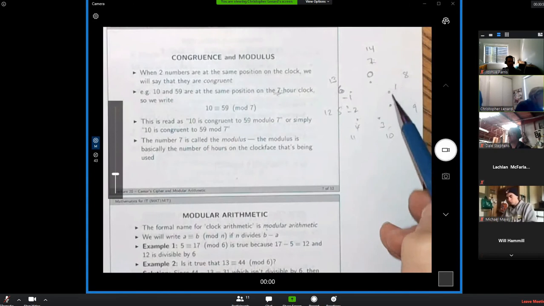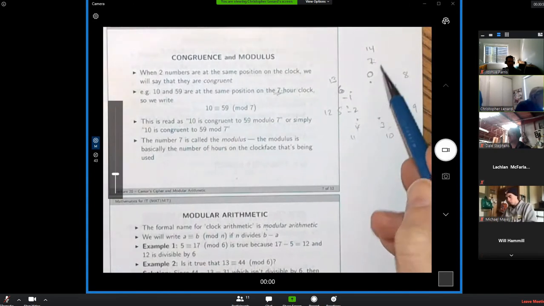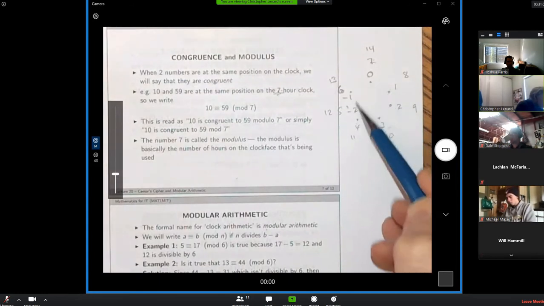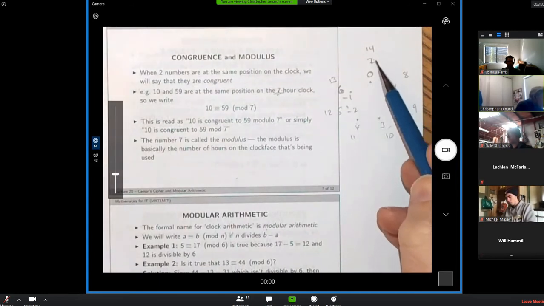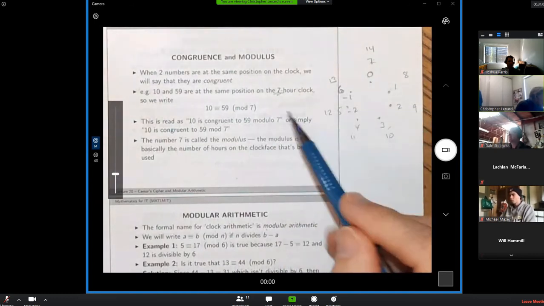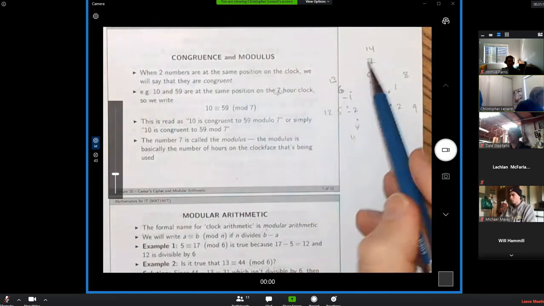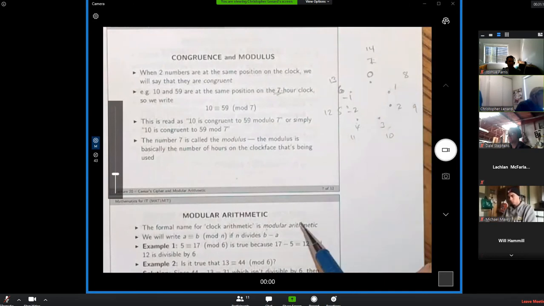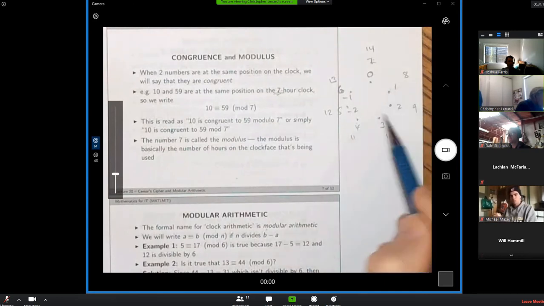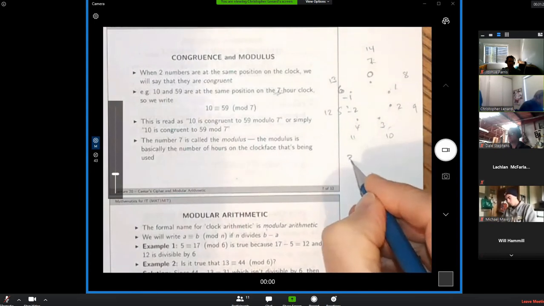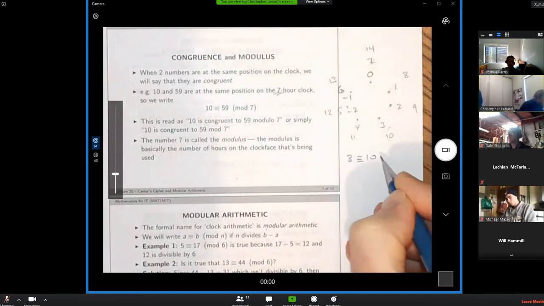So it doesn't really matter whether you start at 1 or 0. I tend to think of starting at 0 and then moving around. But just remember that 7 and 0 and 14 are all the same. And we say that 14, 7 and 0 are congruent to each other. 8, 1 are congruent. 9 and 2 are congruent. 3 and 10 are congruent. So we'd write this out as 3 is congruent to 10.